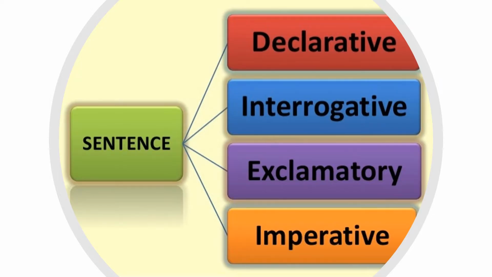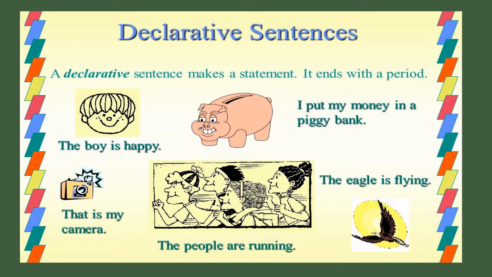Sentences are divided into four categories. They are declarative sentence, interrogative sentence, exclamatory sentence, and imperative sentence. Let's see what declarative sentences are. Declarative sentence is also called as assertive sentences. A declarative sentence makes a statement. It ends with a period. Period means full stop, children. So they tell us something, they give us information, and they normally end with a full stop.